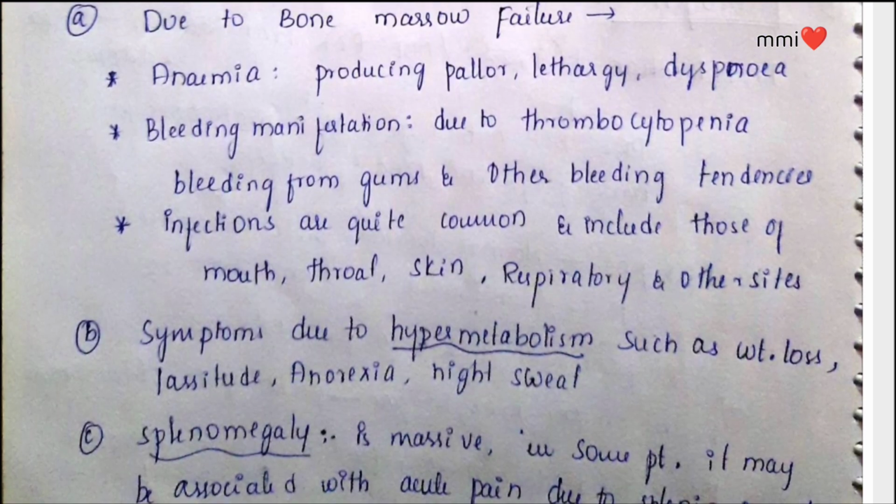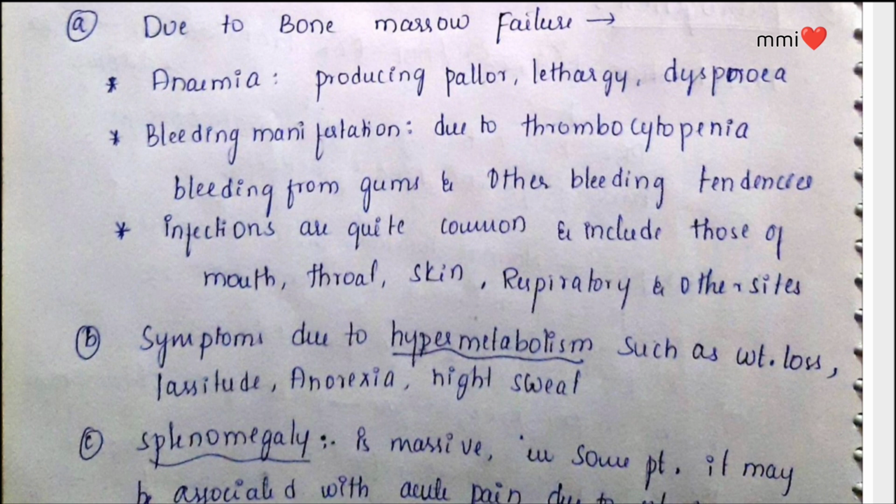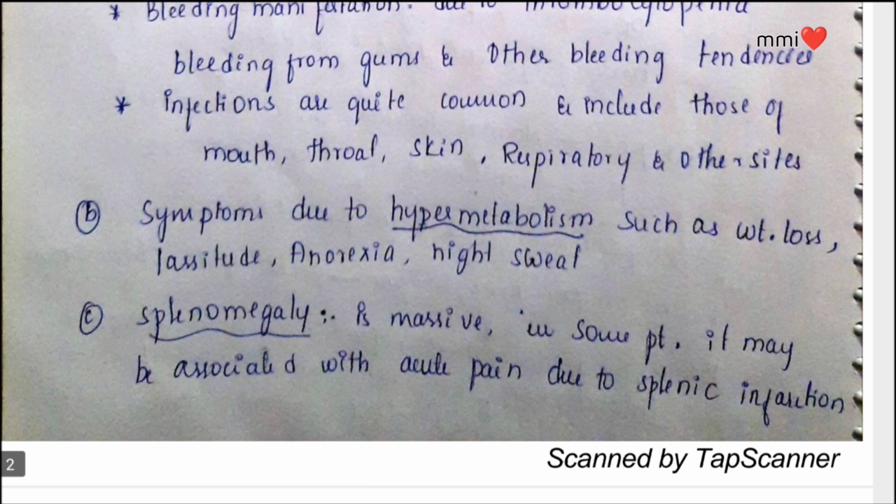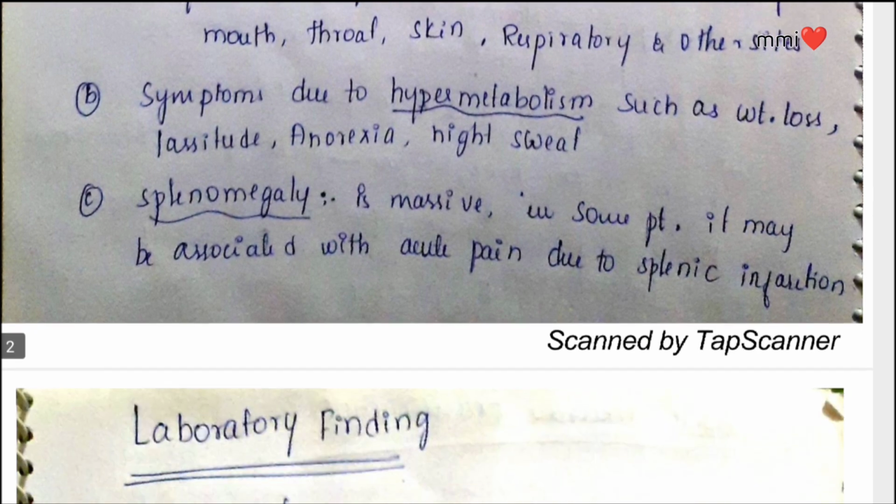So what all are there? One is the anemia producing pallor, lethargy and dyspnea. Another is the bleeding manifestation, and next is the hypermetabolism. Because of that there is weight loss, lassitude and anorexia. Another is splenomegaly, massive splenomegaly, which may lead to splenic infection also.